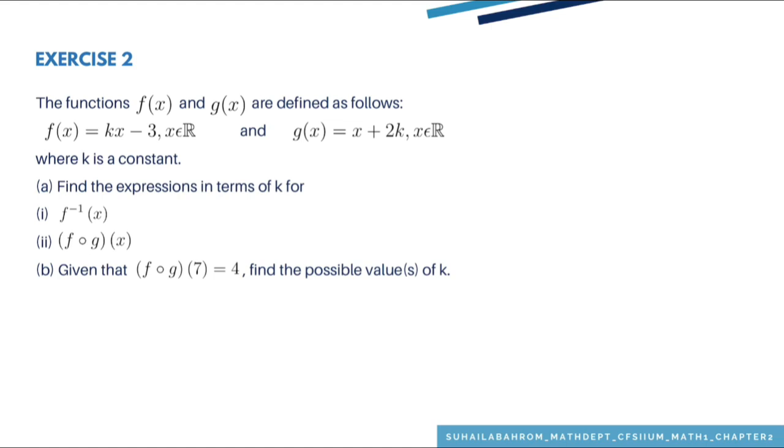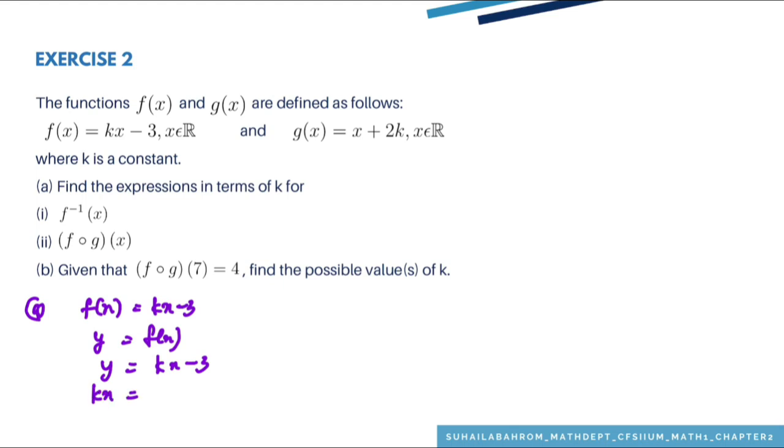f composite g. So what we have to do first here is, we have function f, then we need to find out the inverse function. So for part A, we have f(x) given in terms of k as kx minus 3. And then we put this as y. So y is equivalent to f(x). Therefore, y is equivalent to kx minus 3.